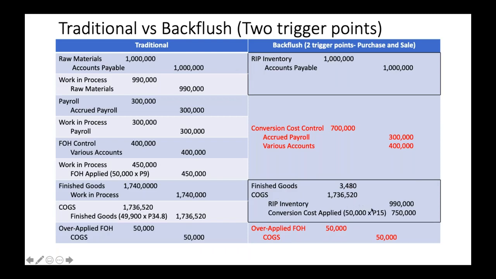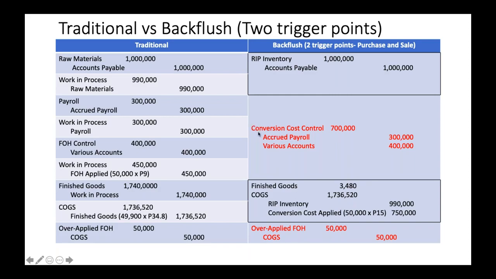Now for the credits, we used up inventory that is 50,000 at 19.8, 990,000. Conversion cost of 50,000 at 15 pesos, that's 750,000. 15 and 19.8 is the same standard unit cost used in computing for your finished goods and cost of goods sold, right? So we understand standard costs are the applied cost. So if this is the applied cost, therefore we have an actual cost, and that is where we are going to make some flashback of costing.